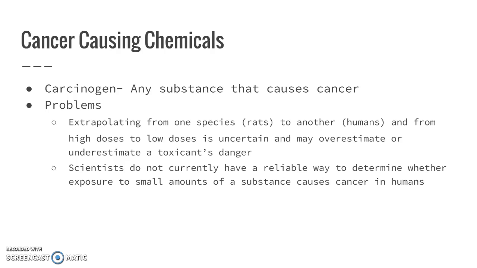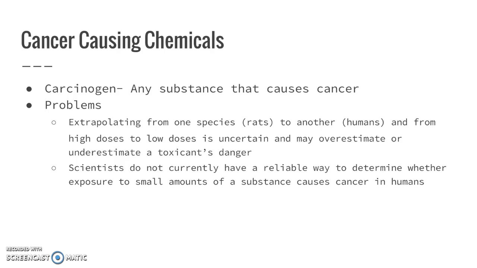A carcinogen, though, is any substance that causes cancer. So we have some problems with how we do this, though. We have to extrapolate from one species, the rats, to another, humans, and we have to extrapolate from high doses to low doses, which is uncertain, and we may overestimate or underestimate the toxicant's danger.